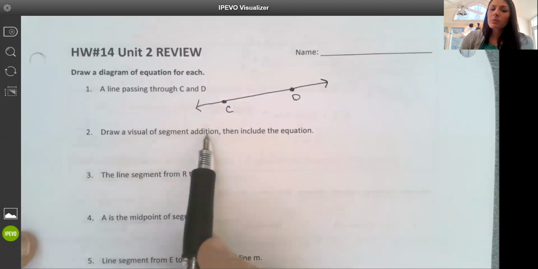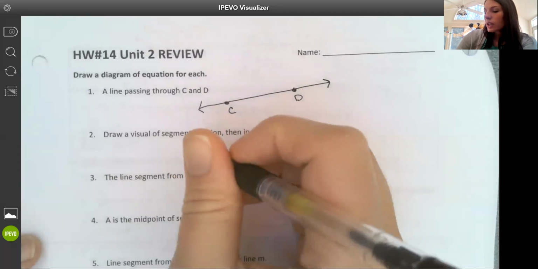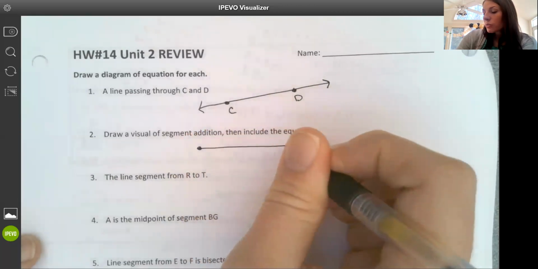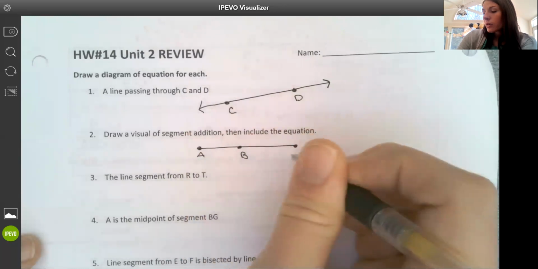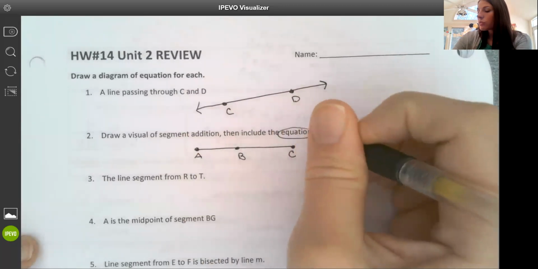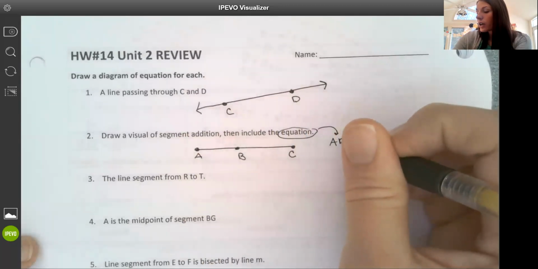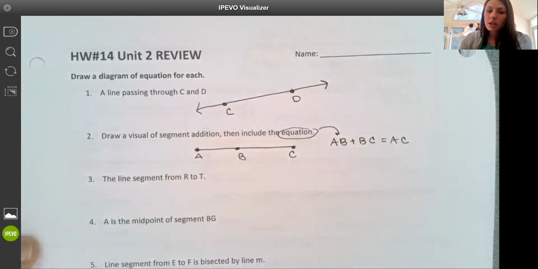It says draw a visual of segment addition, then include the equation. So what this means is just give an example of what segment addition might look like. So maybe I have A, B, and C, and they're all in a segment. And so the equation piece is then saying, okay, AB plus BC equals AC. That's what an equation for segment addition would look like.